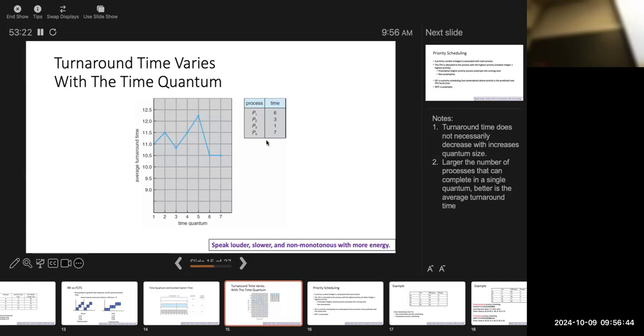So for this particular case, where we have these specific burst times for the processes, it is better to have Q equal to 10 than Q equal to 5.